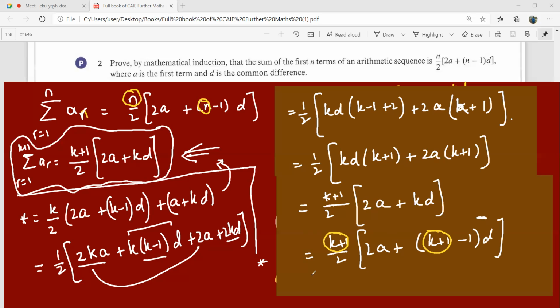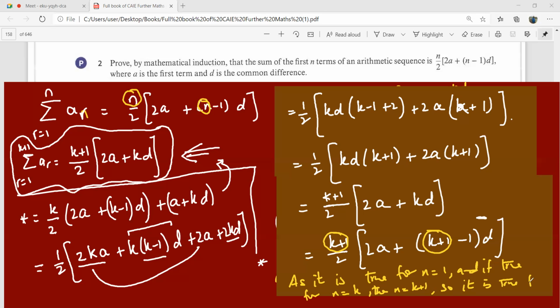So now you can say that as it is true for n equal to 1, and if true for n equal to k, then true for n equal to k plus 1. So it is true for all n. Okay? That is how you prove it.